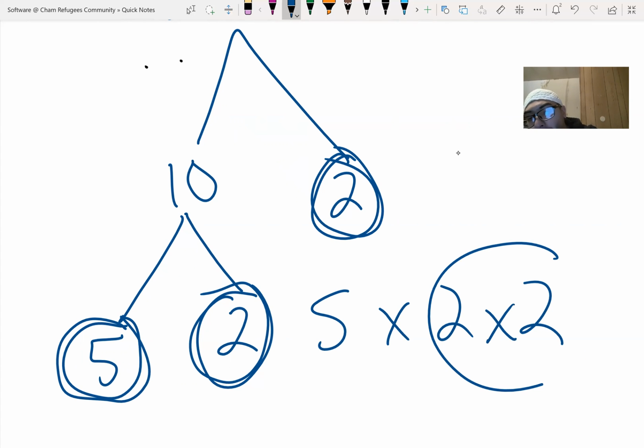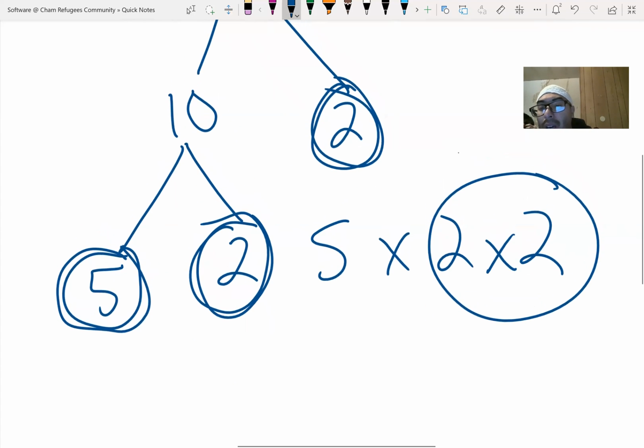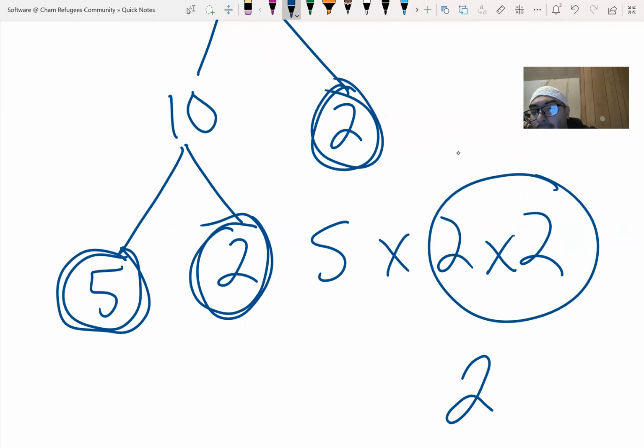Now remember with this, this is 2 times 2. Who knows how we write it? Great. Yeah, good job. We do 2 to the 2 power, 2 to the second power because 2 is the base. And how many times is it repeating? It's repeating twice. Okay, so this is our correct answer.